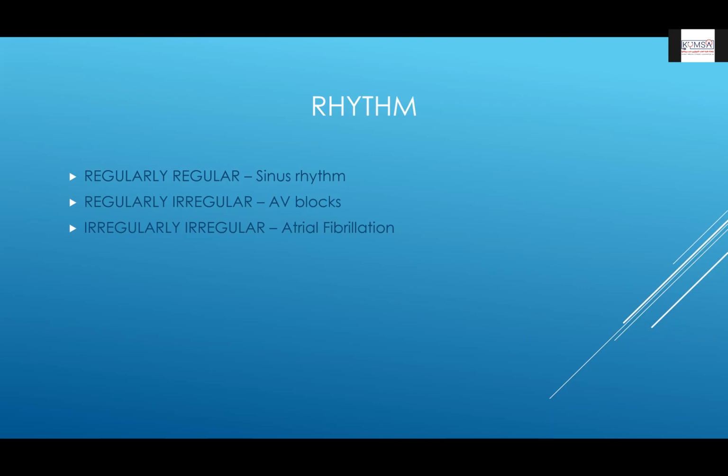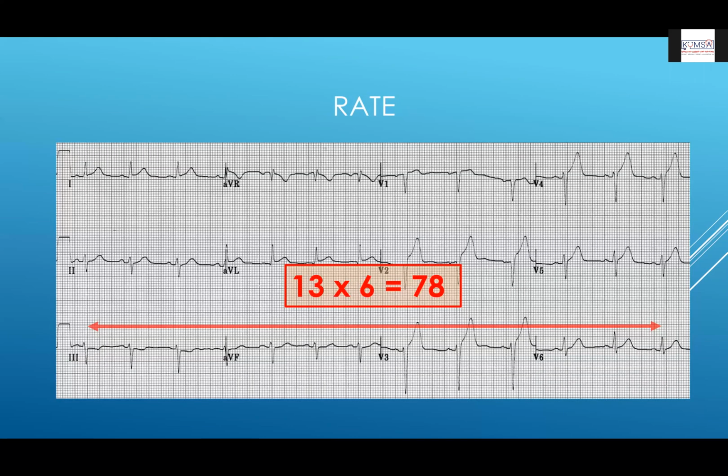So when you're calculating rate, there are 2 ways to do it. The rhythm strip in an ECG is usually 10 seconds long. So by default, if you count the number of QRS complexes on the ECG and multiply it by 6, you'll get the rate. That's very good if you have an irregular pulse, so if you have an atrial fibrillation with a varying degree of rate throughout the rhythm strip, then that's fine.